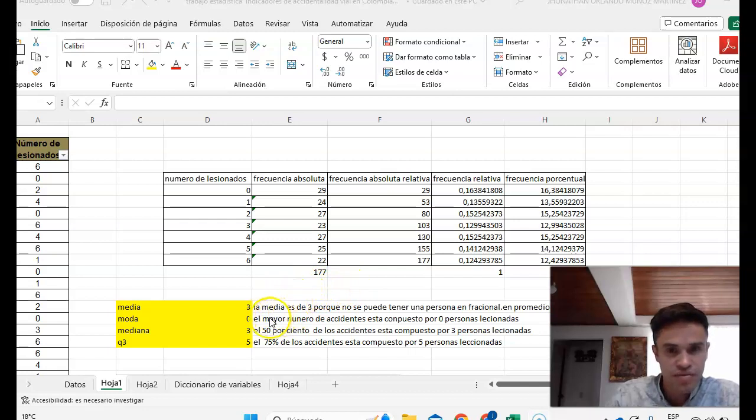Median is the middle term of the data, which is 3, and quartile 3 takes the 65% of data, which in this case is 5. Finally, you can see the absolute frequency tables.